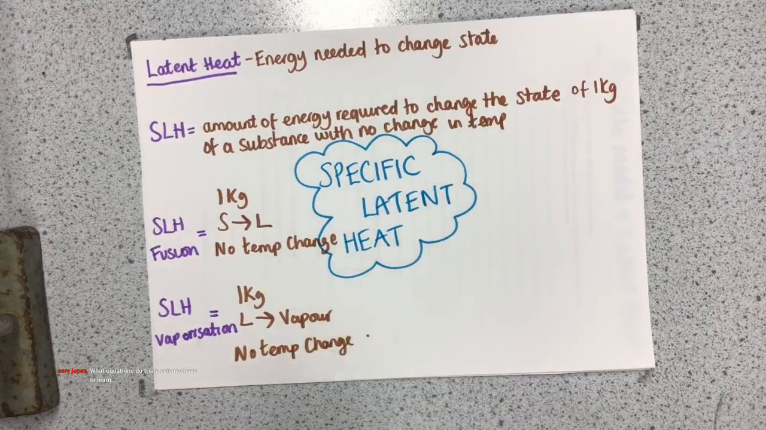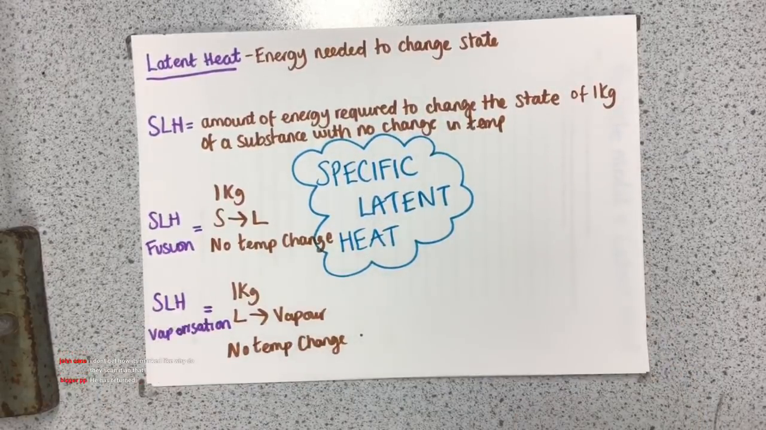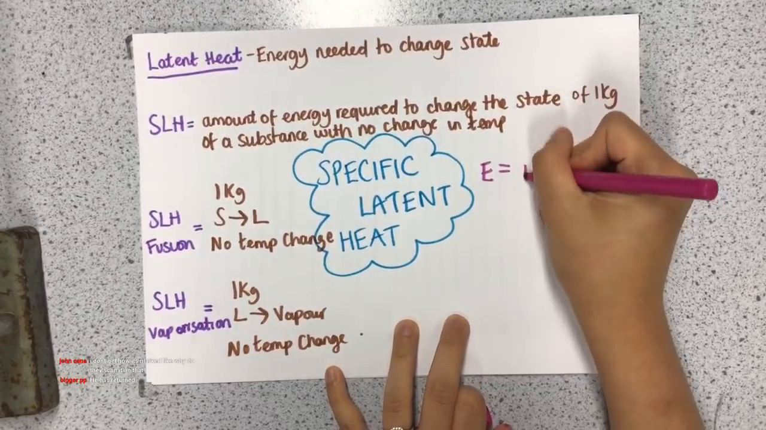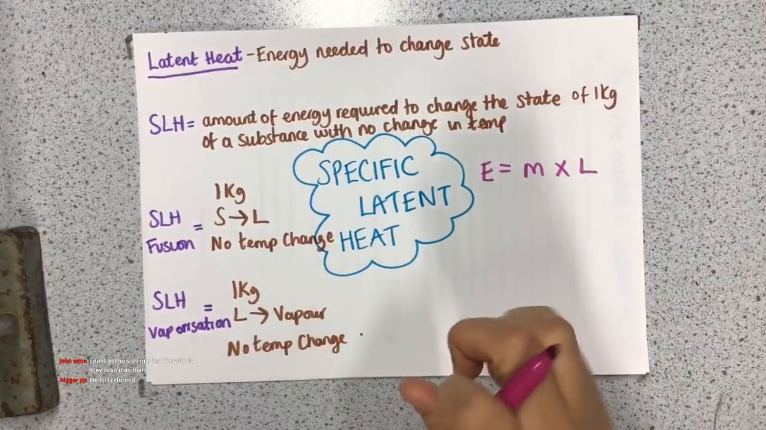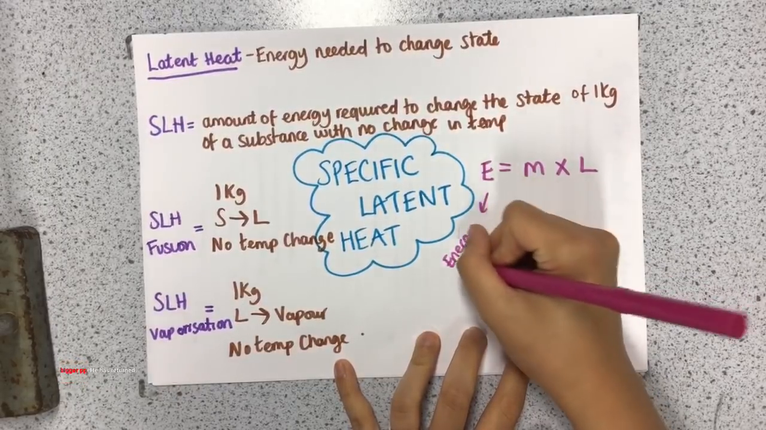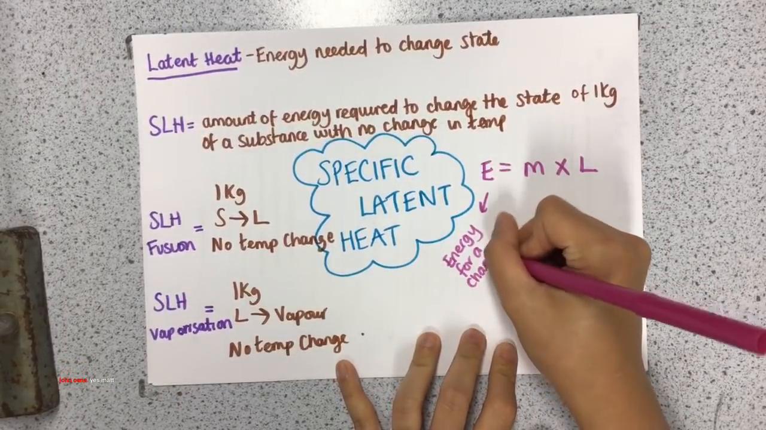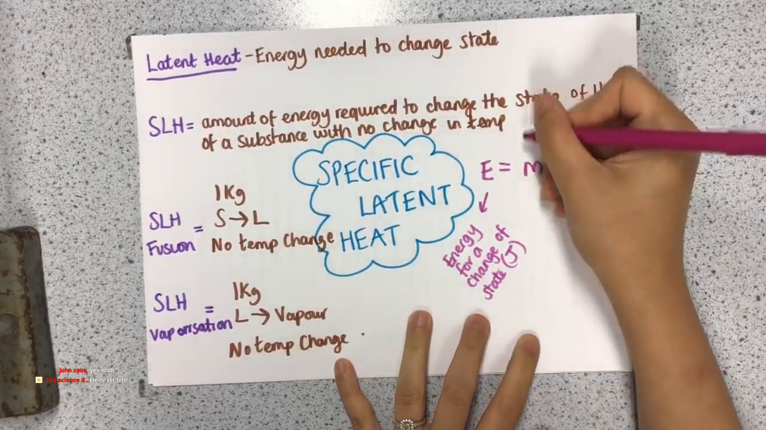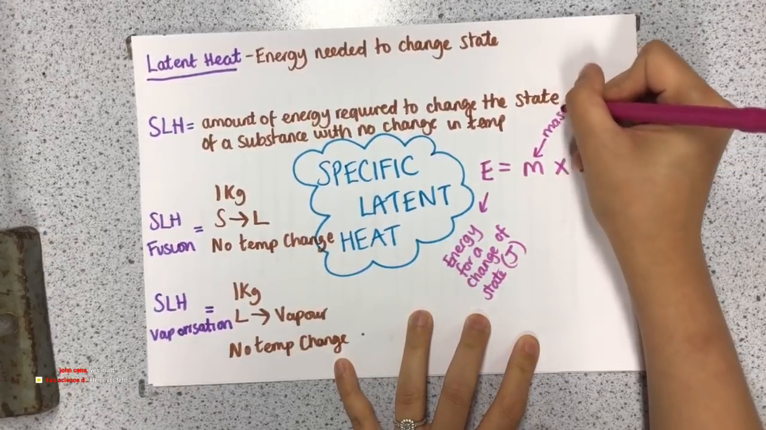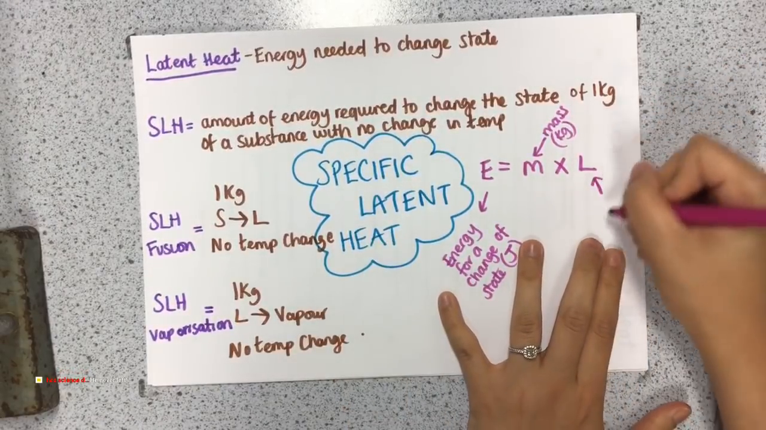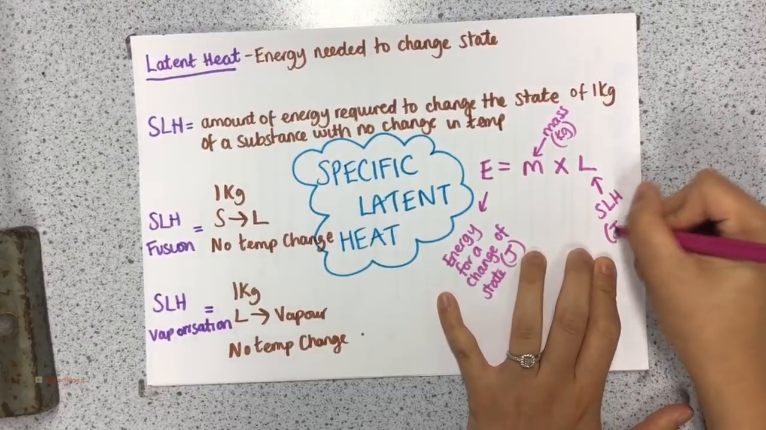Now, there is actually a formula for specific latent heat, and you do get given it, but you don't get given it in the triangle. So it's E equals M times L. E is the energy for a change of state in joules. M is the mass in kilograms, and L is specific latent heat in joules per kilogram.